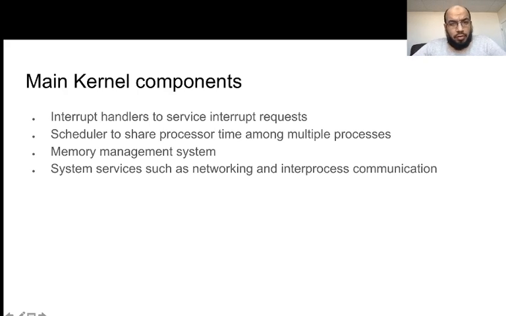There are a few main kernel components. The first one is the interrupt handlers. And this is basically something to serve interrupt requests. An interrupt is something that happens due to some event. Let me give you an example of an event. When you actually type on your keyboard, when you click on your mouse, when you basically type on any of your keys, you cause an interrupt in the system. You basically tell the system that some event has happened now.